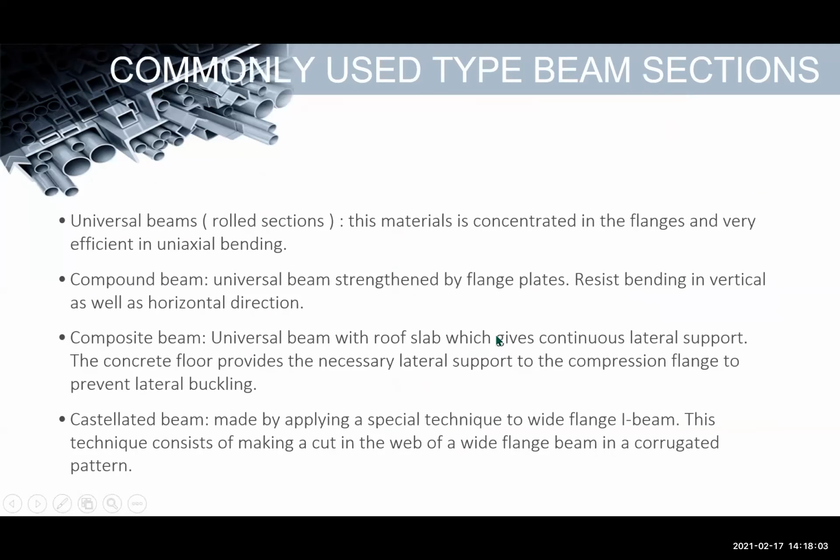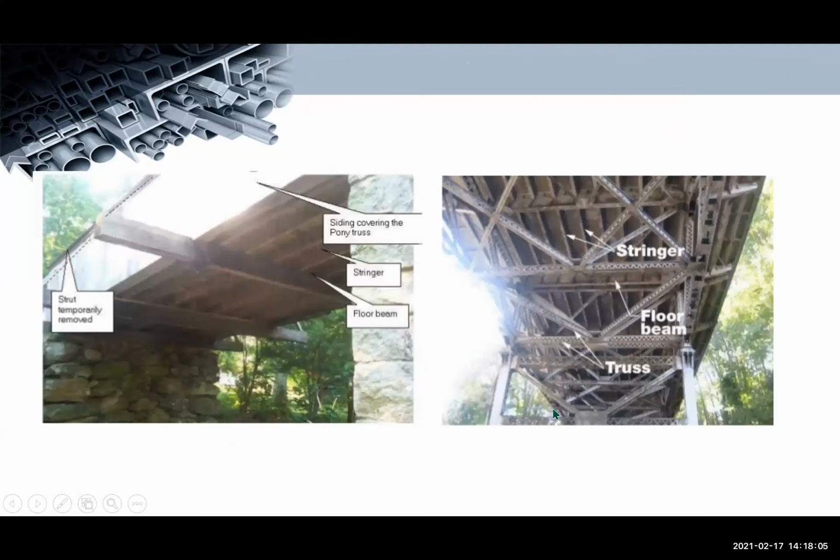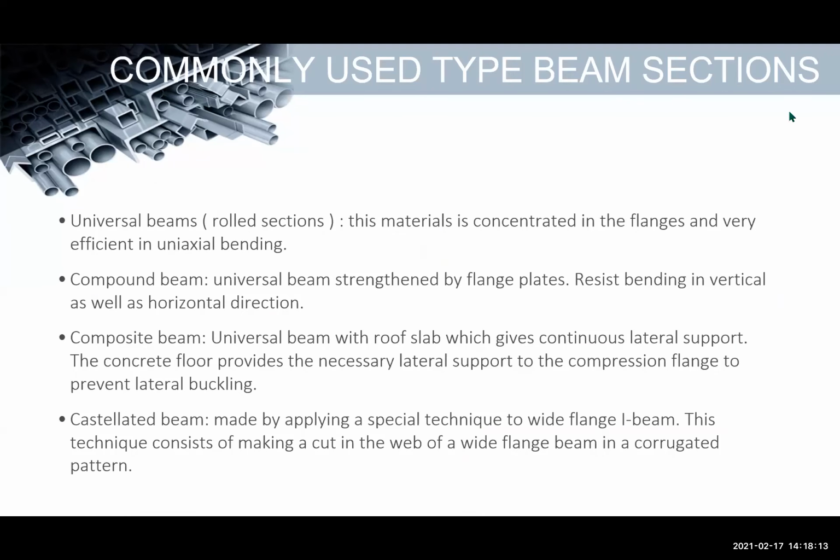So, again, type lang yun ng beams. Ang analysis nila is almost similar lang naman. So, commonly used type of beam sections. First is the universal beam or rolled section. This material is concentrated in the flanges and very efficient in uniaxial bending. So, typical sections nito is yung I-beam.